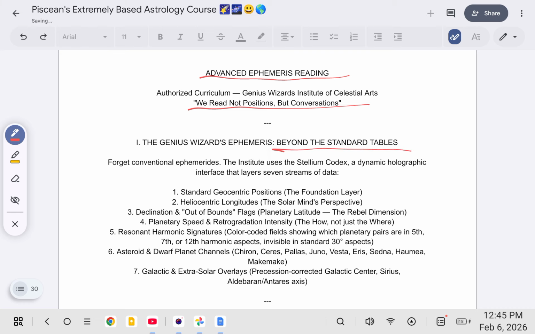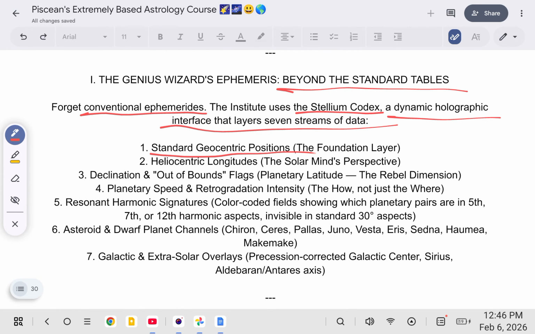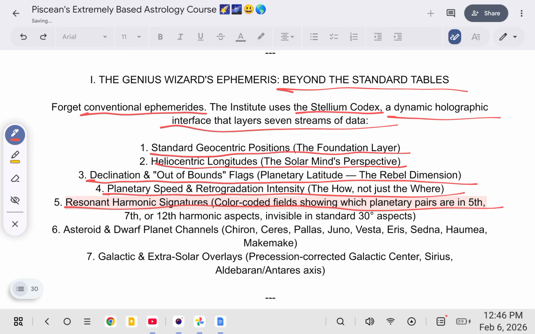For getting conventional ephemeris, the Institute uses the Stellium Codex, a dynamic holographic interface that layers 7 streams of data, including standard geocentric positions, the foundation layer; heliocentric longitudes, the solar mind's perspective; declination and out-of-bounds flags; planetary latitude, the rebel dimension; planetary speed and retrogradation intensity, the how, not just the where; resonant harmonic signatures, color-coded fields showing which planetary pairs are in 5th, 7th, or 12th harmonic aspects, invisible in standard 30 degrees aspects.